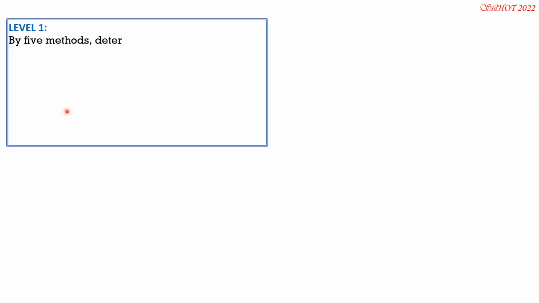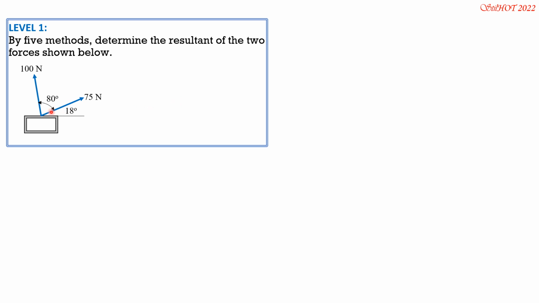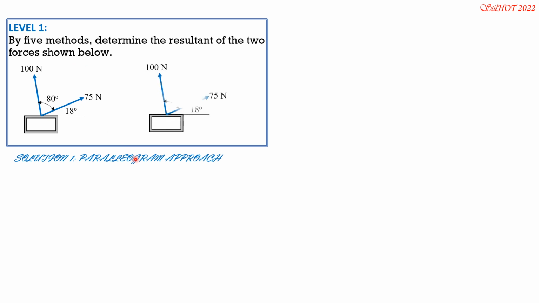Level 1 problem. By 5 methods, determine the resultant of the two forces shown below. So here it is. Solution 1 by parallelogram approach. We draw lines parallel to the other force through the tips so that we can form this parallelogram. So that's the resultant.